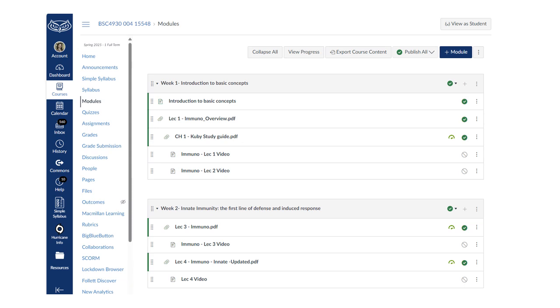Okay, so here is a view of the modules in your Canvas. You do have this introduction to basic concepts, which is just an outline of what is going to be said in the class, but it's actually redundant because I always put the objectives in the first slide for each lecture.